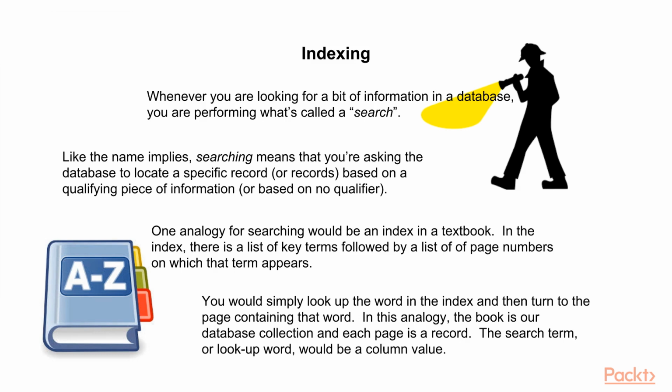Now, to understand searching, the analogy that I like to use is that of a textbook. At the back of your textbook, you have an index, and in that index is a list of words that are relevant to the topic of the textbook. Next to those words are the page numbers on which that word appears within your textbook. If you wanted to find a particular word, you would first go to the index and search for the word. Once you find the word in the index, you would get a list of page numbers where that word appears, and you would go to those pages and see if they had the information that you were looking for.